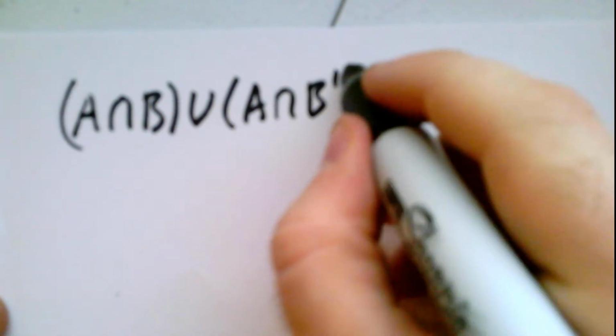Okay, so let's pull up another question. Oh, this one might be a little tricky. We're going to do a proof. This proof might be a little tough, but we will get through it. We're going to prove this: A intersect B union A intersect B complement equals A.